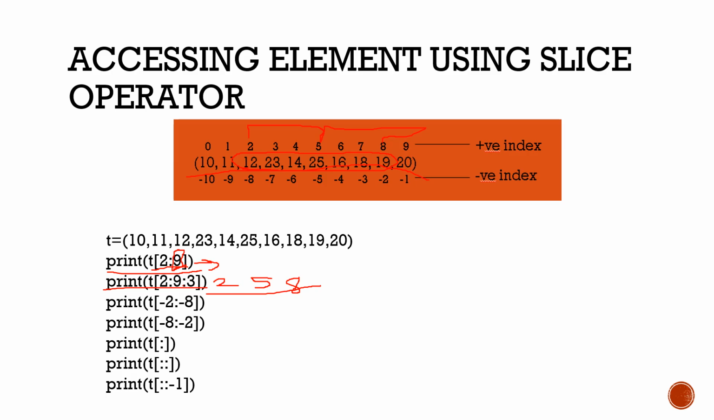Getting it? Because 2 plus 3 is 5, 5 plus 3 is 8, and 8 plus 3 is 11, but 11 is not less than 9. That's why it is going to retrieve 3 items here, and those items are present at the 2nd position, 5th position and 8th position. So what is the answer here? 12, 25 and 19.